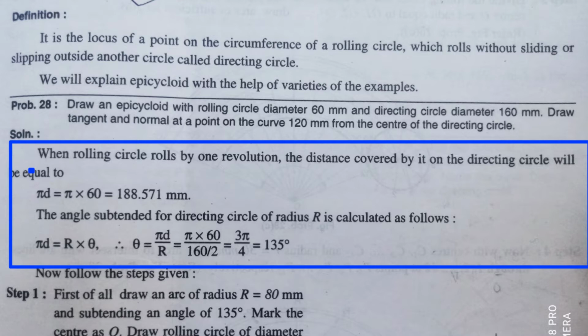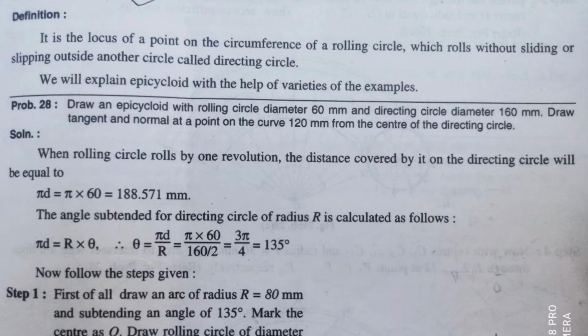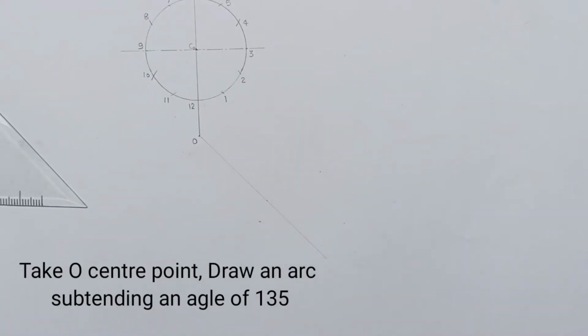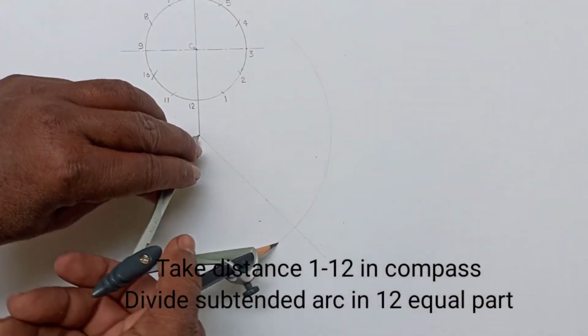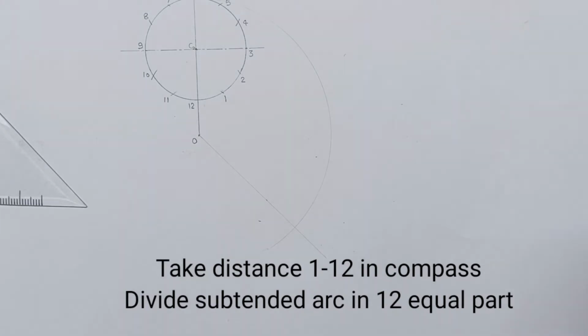Here the angle subtended is given, that is when the rolling circle rolls by one revolution, the distance covered by it on the directing circle will be equal to 188 millimeter. The angle subtended for the directing circle of radius capital R is found out, and the angle is 135. Now take 80 millimeter distance and draw an arc.